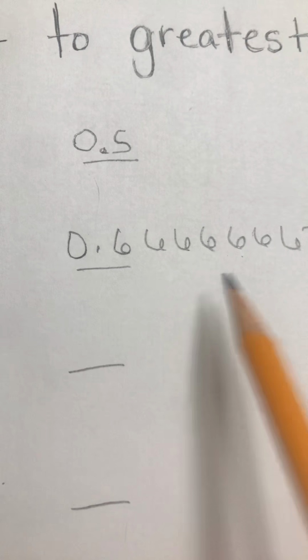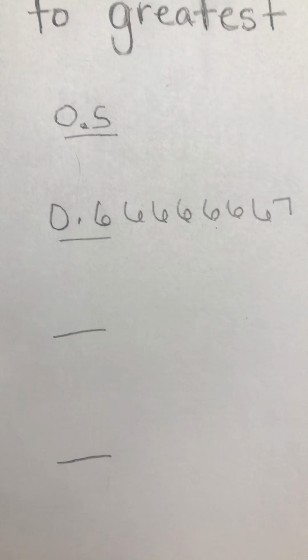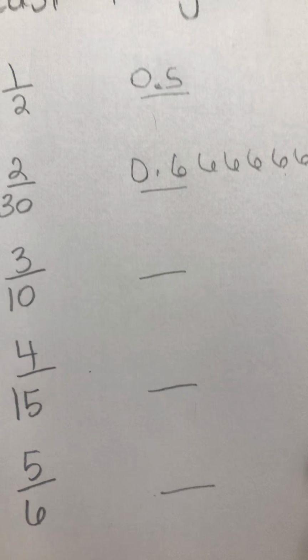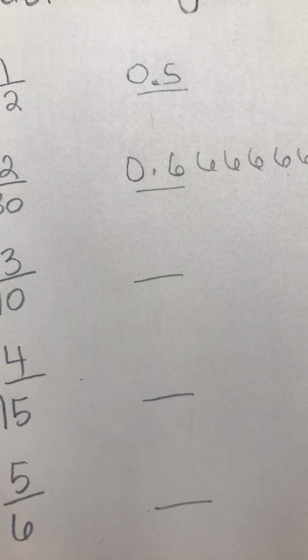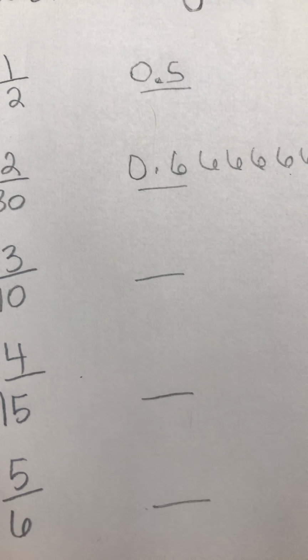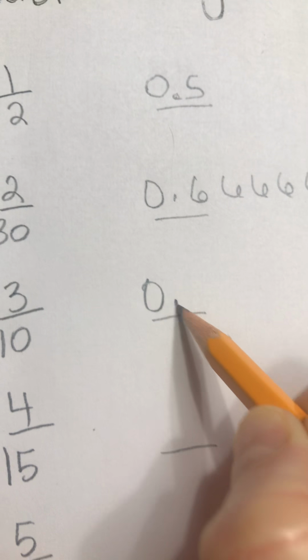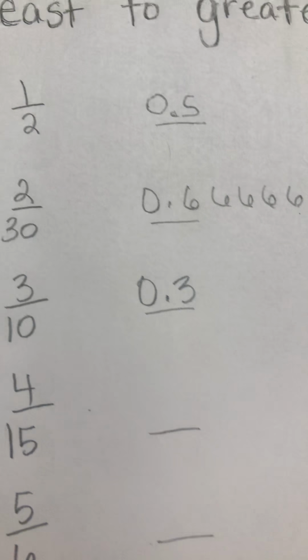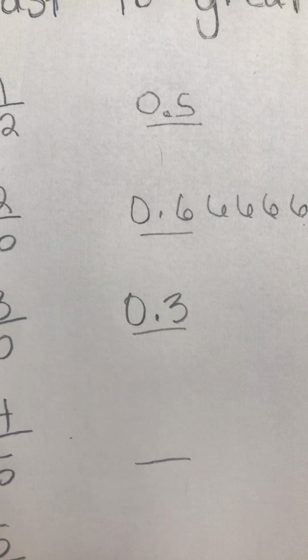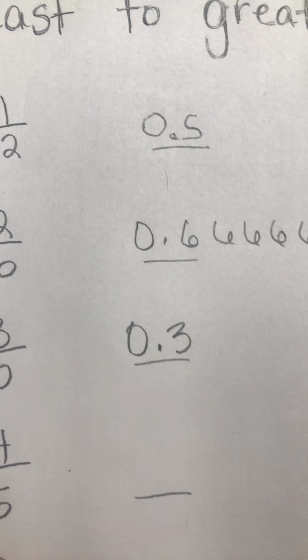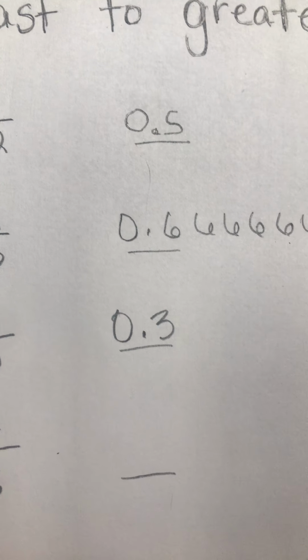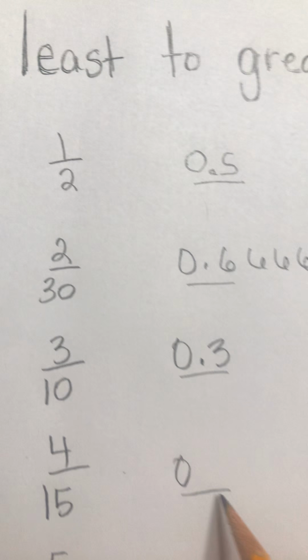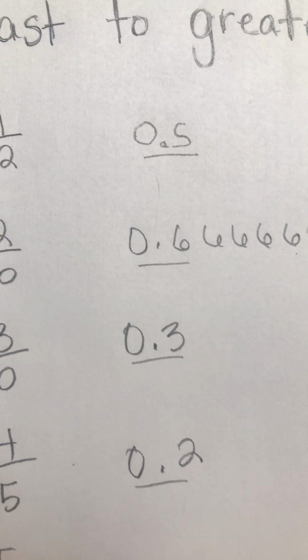You don't necessarily have to write it all. I'm just going to in this video so as to not confuse you. We'll talk about now 3/10. I put it in the calculator the same way, and it's 0.3. And then 4/15, calculator the same way, is going to be 0.2.